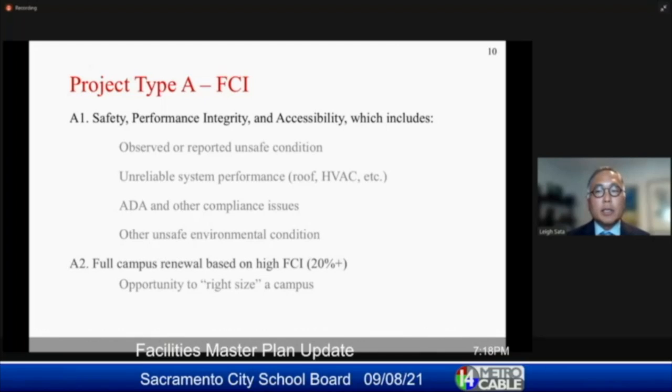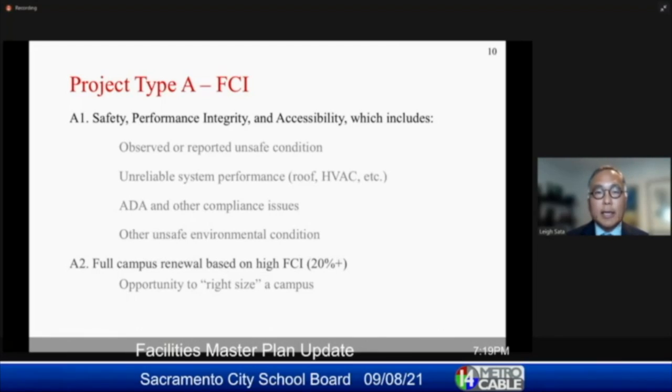So in short, as Ron just suggested, we have 2 types of projects to keep it simple. We've created project type A, which is based on the facilities condition index. And we have those in 2 categories. So there's subcategory A1. And this is based on the first and three most important categories that were raised and identified in the Facilities Condition Index, which is safety, performance integrity, and accessibility.